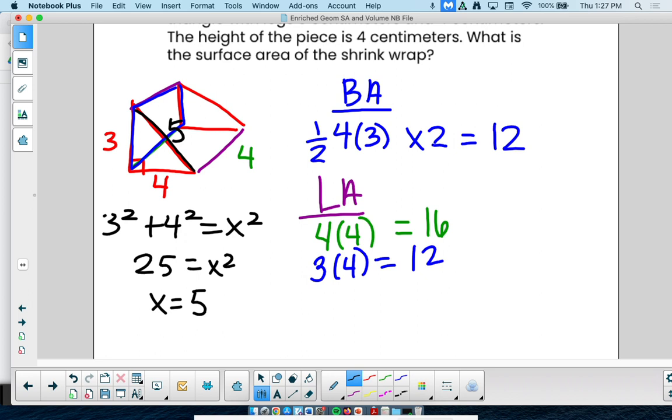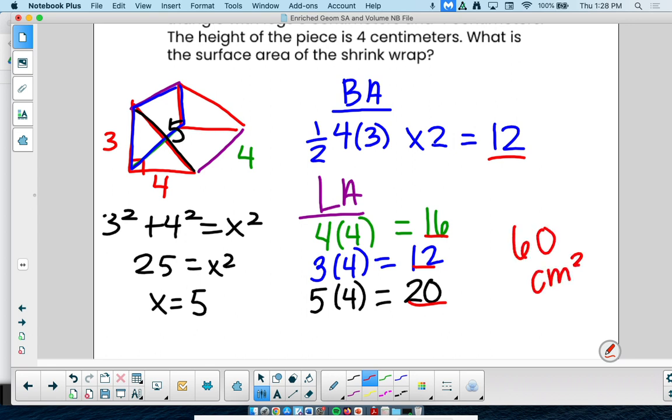5 times 4, which is 20. So I have to add all 4 of those up. You got 16, I got 60, unless I did it wrong 3 times today, which I could have. It's the 4 numbers. Right, 4 of them. This guy, 10, this guy, this guy, and this guy. 6, not 12. 60 centimeters. I guess I wrote 6.